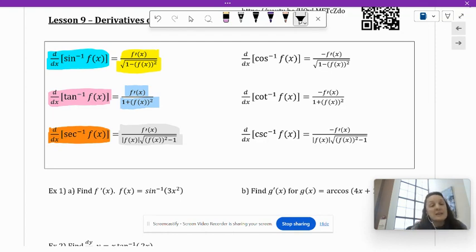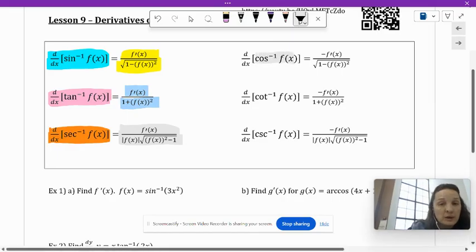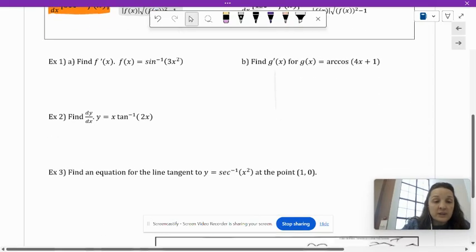Now, the good news is, yes, you have to memorize these, but technically you only have to memorize 3 of them, the 3 on the left. If you look carefully at the ones on the right, the derivative of inverse cosine is the negation of the derivative of inverse sine. The derivative of inverse cotangent is the negation of the derivative of inverse tangent, and the same with cosecant, which is just the negation of inverse secant. All right, now let's take some derivatives.